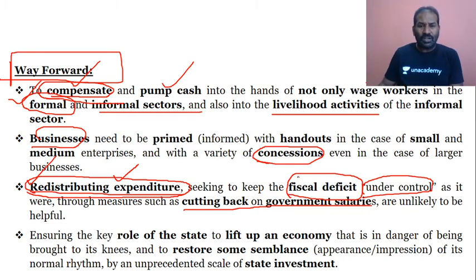And this is one of it. One of the measures to keep the fiscal deficit under control is redistributing expenditure. One point is cutting down government salaries, and the other is making sure that the vulnerable sections are provided not with cash but with essential commodities through the public distribution system, the PDS system. Once we do that, the fiscal deficit is under control, and then inflation will also be under control.